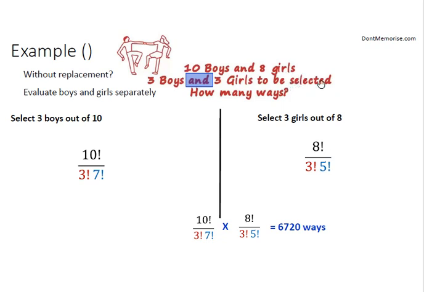Okay, you can see the keyword select. Selecting is a combination. So at first we are going to select 3 boys out of 10 boys, and then we are going to select 3 girls out of 8 girls, and by using the product principle we can obtain the results. Look at here.